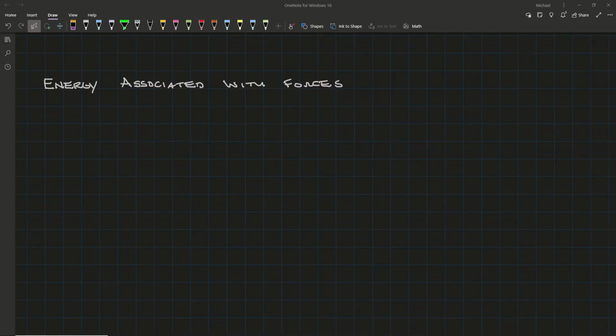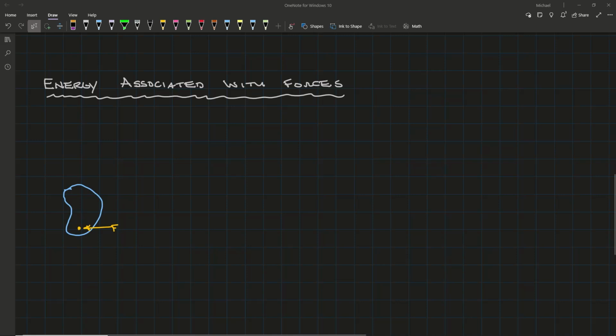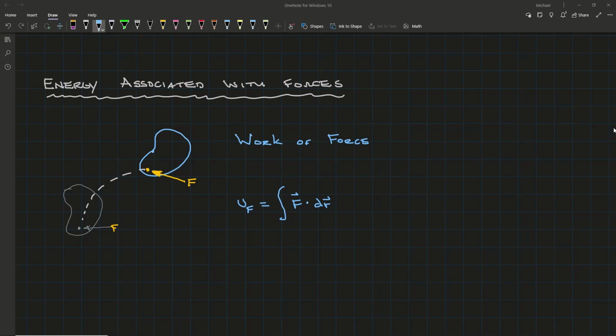Let's talk about now energy associated with forces. Suppose we have a rigid body with an applied force. The body moves along this line and finally ends up here. Then, this is our relationship for work of a force, and specifically in terms of the angle between our force and the path S, let's call this S, would reduce to this integral, which is a scalar.